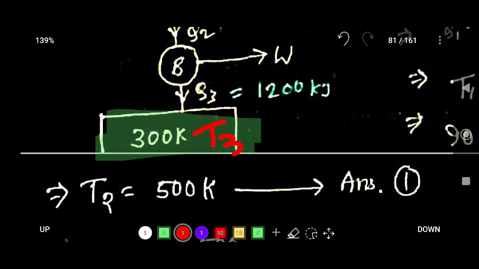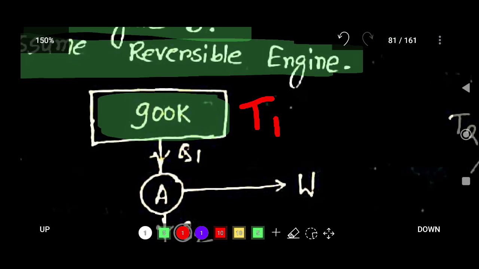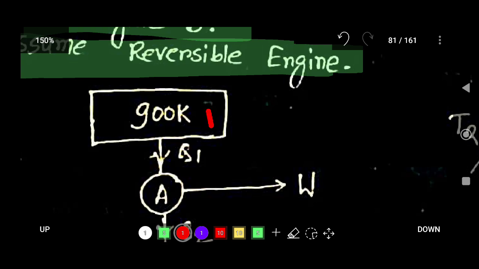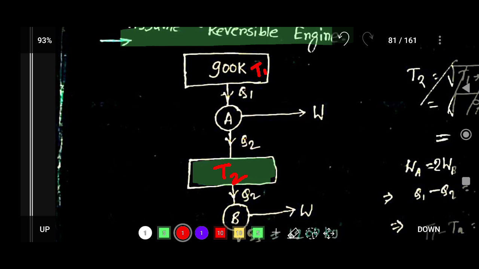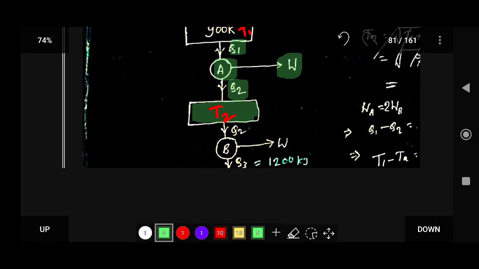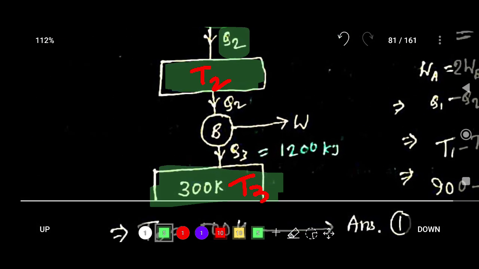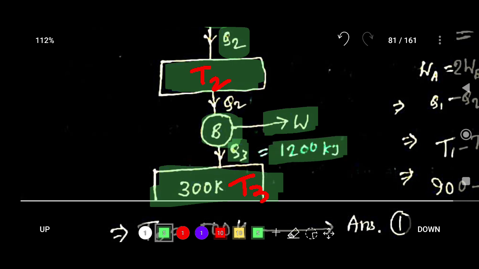So here this is T1, T2 and T3, and in between T1 and T2 there is a heat engine A which absorbs Q1 amount of heat and rejects Q2 amount of heat and produces work W. And in between T2 and T3 there is another heat engine which absorbs Q2 amount of heat and rejects Q3 amount of heat and produces work W. And in this question it is given that 1200 kilojoule of heat is rejected to the 300 Kelvin.